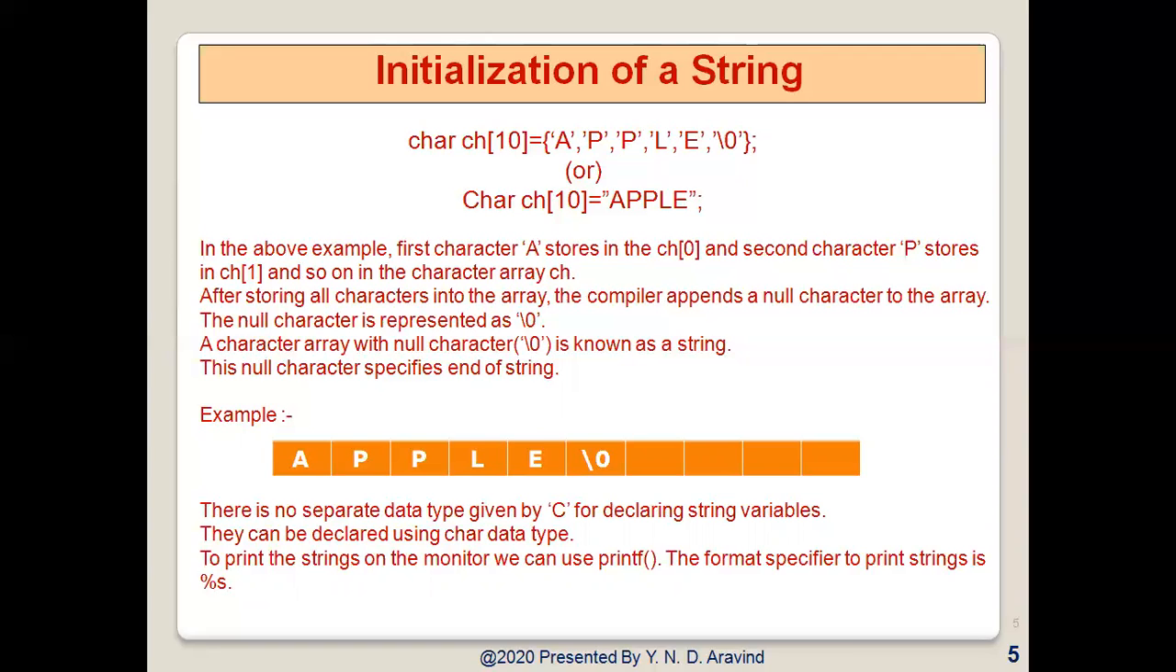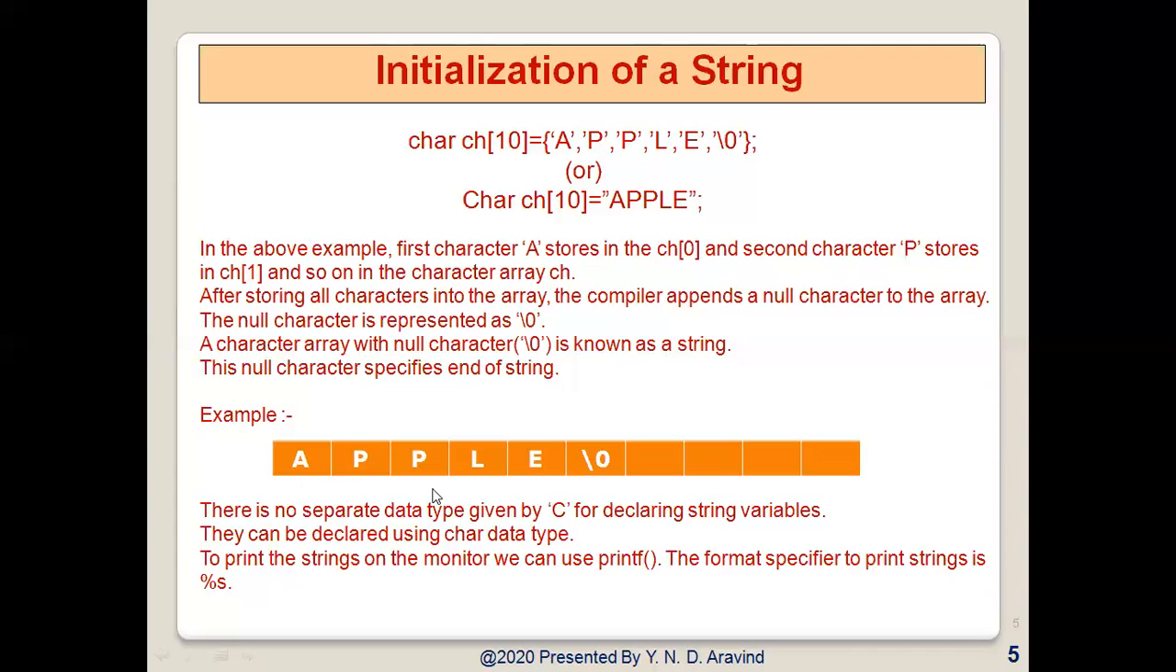After storing all the characters into the array, the compiler appends a null character to the array. The null character is represented as \0. The character array with the null character \0 is known as a string. The null character specifies the end of the string. So it will be stored in this particular form.